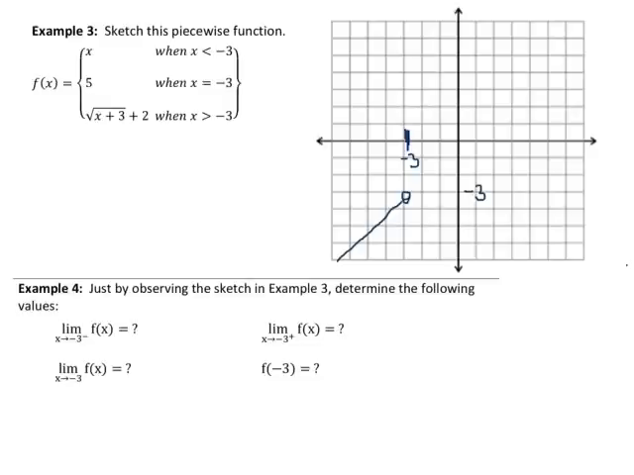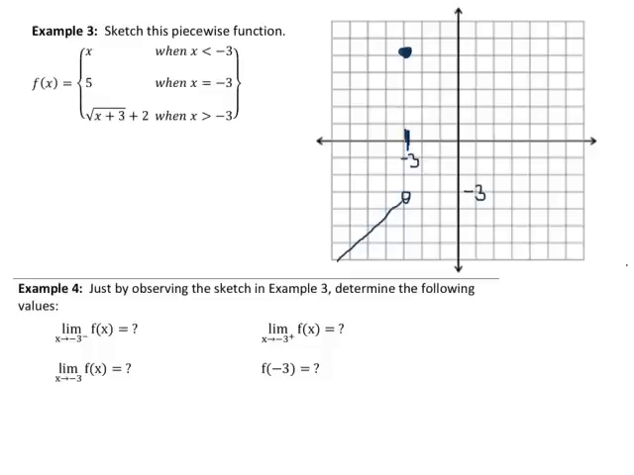Very well. Then we've got when x equals -3, we are defined at the value of 5. So 1, 2, 3, 4, 5, and that is this point right here. So we're defined there. Okay, and then the last part says when x is greater than -3, we have our function equal to the square root of x plus 3 and then plus 2. So that's an interesting situation.